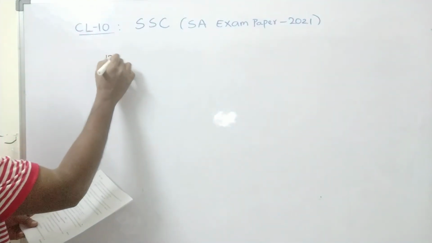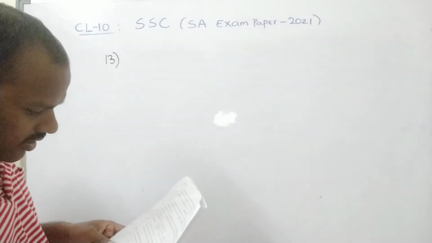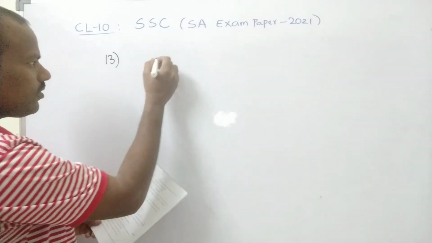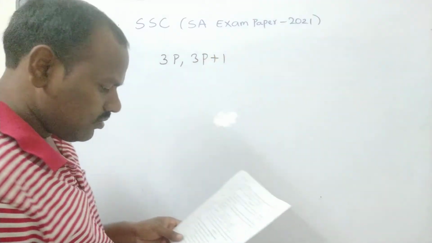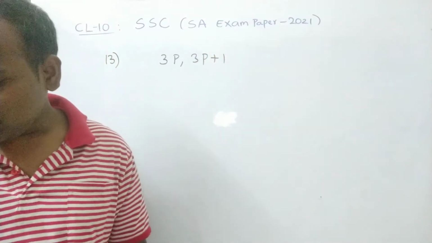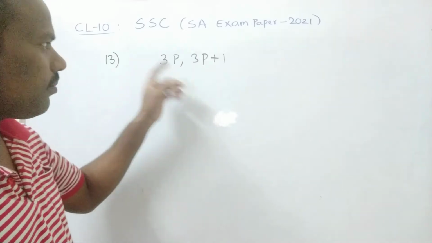Now question number 13. Use Euclid division algorithm to show that the square of any positive integer is of the form 3p or 3p plus 1. So the square of any positive integer is of the form 3p or 3p plus 1.